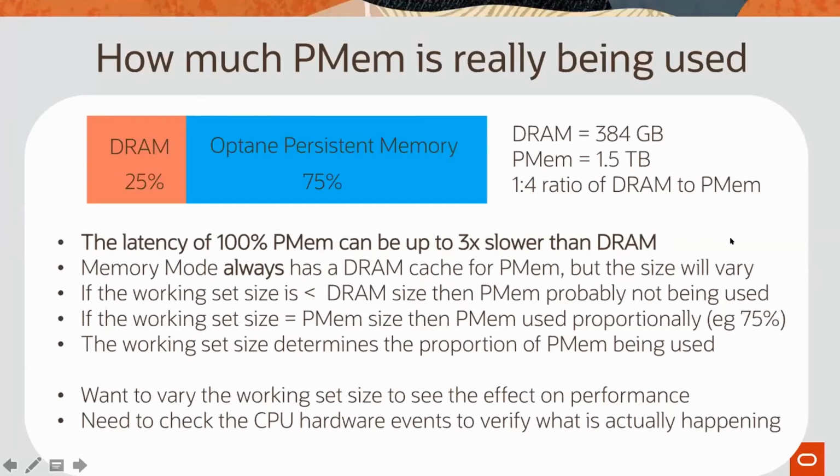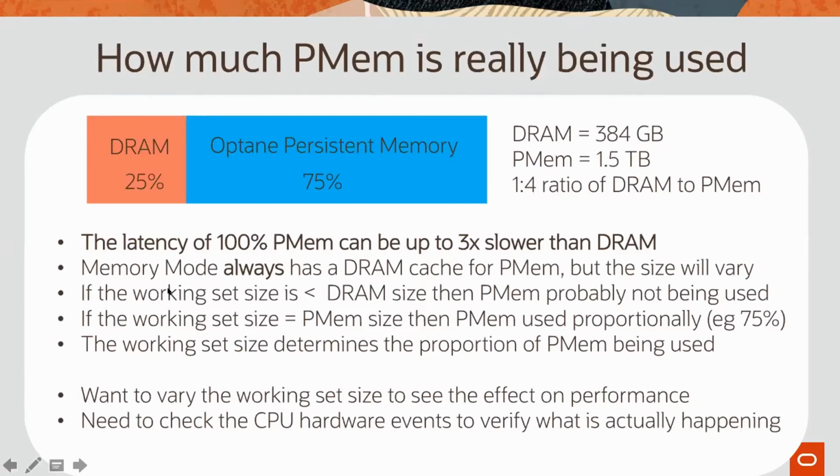So if you're using memory mode, you've got to ask yourself, how much persistent memory is really being used? Because it's not actually obvious. From our experience with App Direct mode, if you exclusively use persistent memory, it can be a lot slower. But when you're using memory mode, the way Intel's configured it, you're always going to use some DRAM as a cache for the persistent memory to make it go faster.